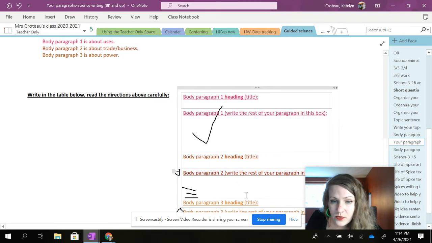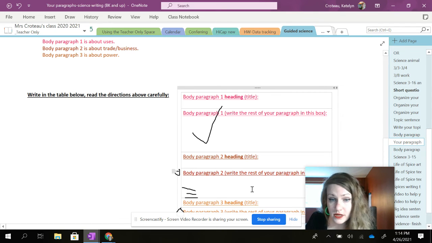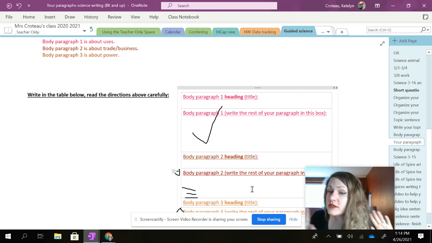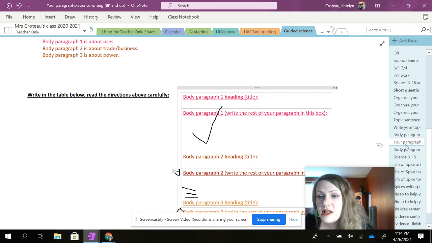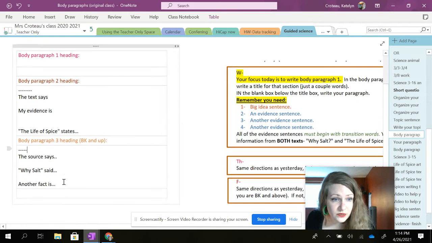Then you need to make sure, okay, do I have all of that done? Did I put it in my own words? Did I get body paragraph 2 and 3 done? Again, maybe some of you aren't doing 3. That's okay, then ignore that. Just do 2. Body paragraph 3, you're following the same thing that I just went through, but now your focus is on power facts.